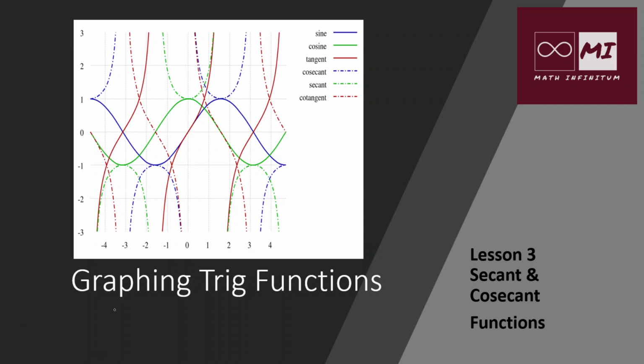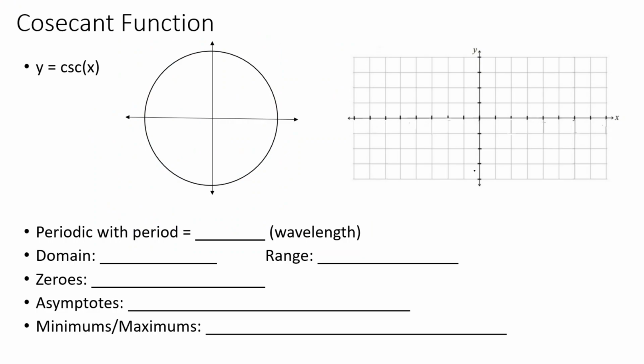We're continuing our unit on graphing trig functions, and in particular today we're going to be looking at the cosecant function. So to start, we need to remember what cosecant is. Let's take a look at the unit circle for a minute and remind ourselves that cosecant was based on sine. So the basic ratio was hypotenuse over opposite.